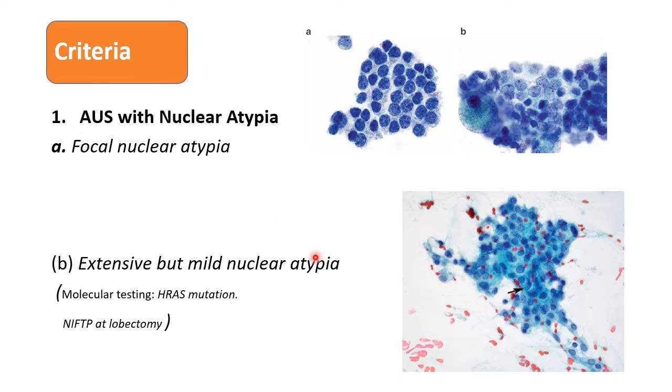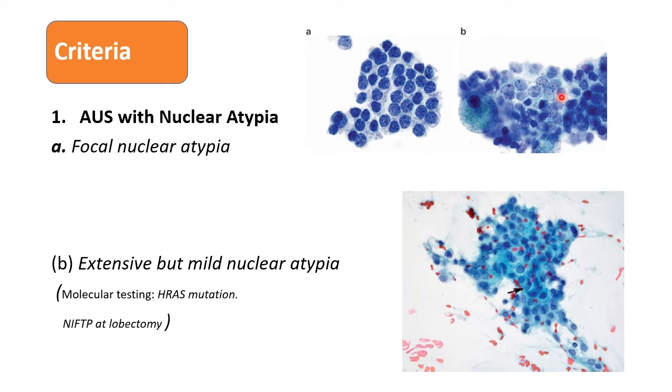First we'll talk about AUS with nuclear atypia. There are various scenarios which can be discussed under this category. The first scenario is focal nuclear atypia. Most of the cells are showing benign changes, but there are focal areas which show irregular nuclear margins, pale chromatin, grooving, but there are no pseudoinclusions, no psammoma bodies, and no papillae. So these cases will be grouped under AUS with nuclear atypia, which is focal.